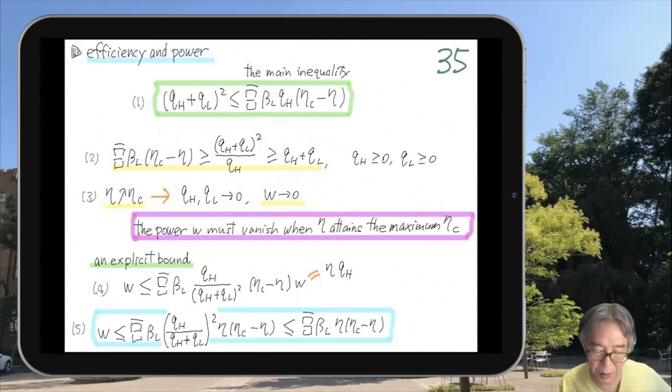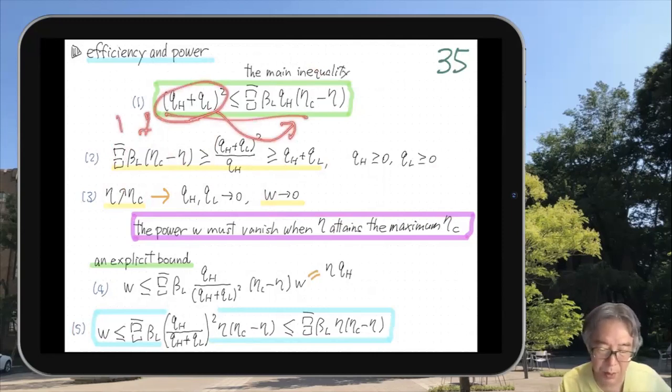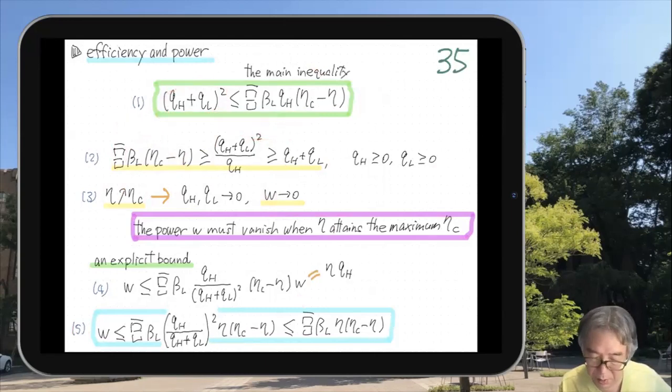Or if you want a more explicit bound for the work, then for the power, you rewrite this like this. You bring this here, so you only have 1, but you multiply both sides by W to get this, right? Then you recall that W is eta times QH, so you have QH squared. So you get this upper bound. W is upper bounded by this constant, beta L, something like that with heat, and eta times eta C minus eta. And again, this is an optimal bound, which is saturated for near Carnot cycle.